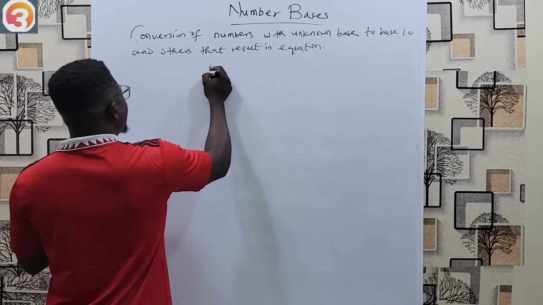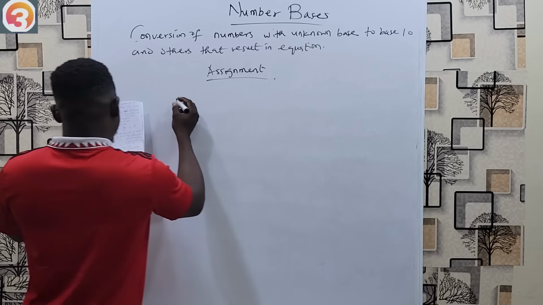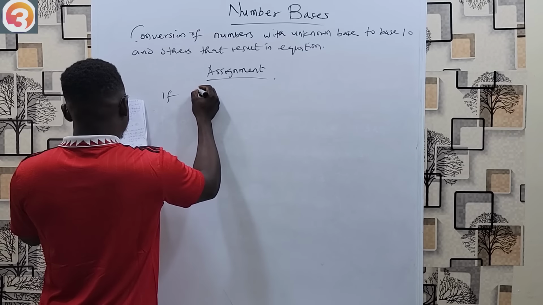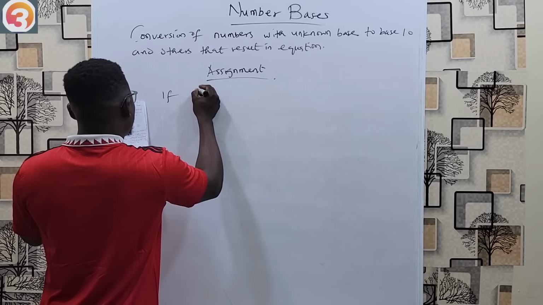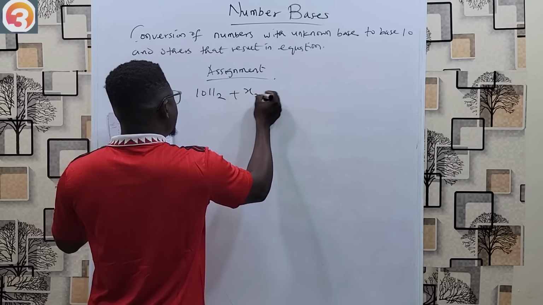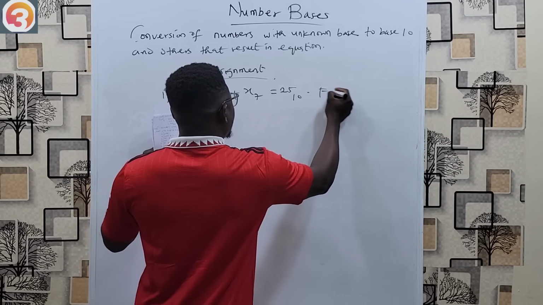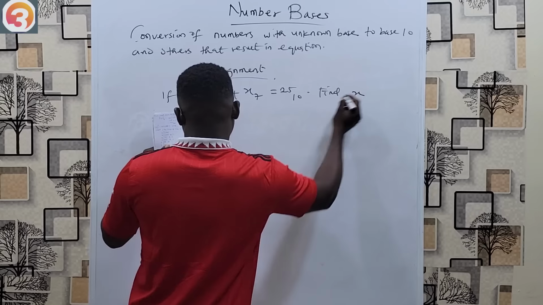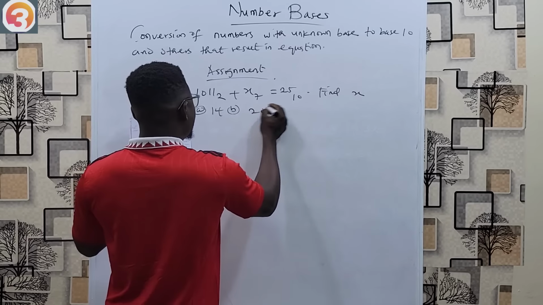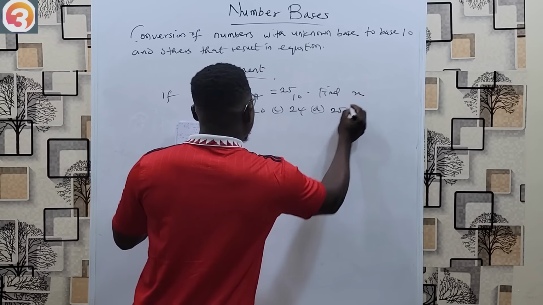So now, the final assignment for this topic. If this is a 1998 question: if 10112 plus x base 7 is equal to 25 base 10, find x. A is 14, B is 20, C is 24, and D is 25.